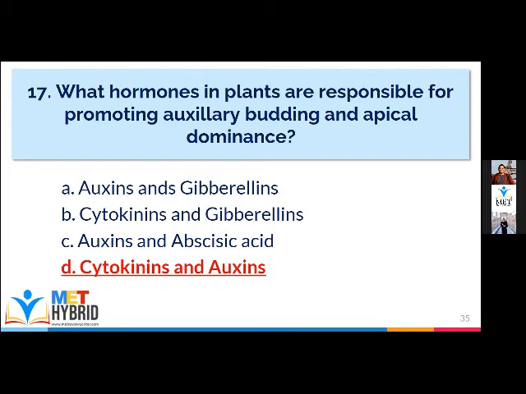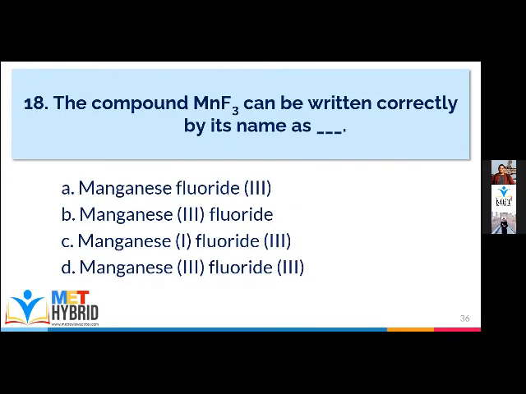Since we are looking for the hormones promoting auxiliary budding and apical dominance, that is letter D, cytokinins and auxins. I hope I differentiated the plant hormones for this particular example. Okay? So let's go to number 18. The compound MnF3 can be written correctly by its name as blank. A, manganese fluoride 3, B, manganese 3 fluoride, C, manganese 1 fluoride 3, D, manganese 3 fluoride 3.